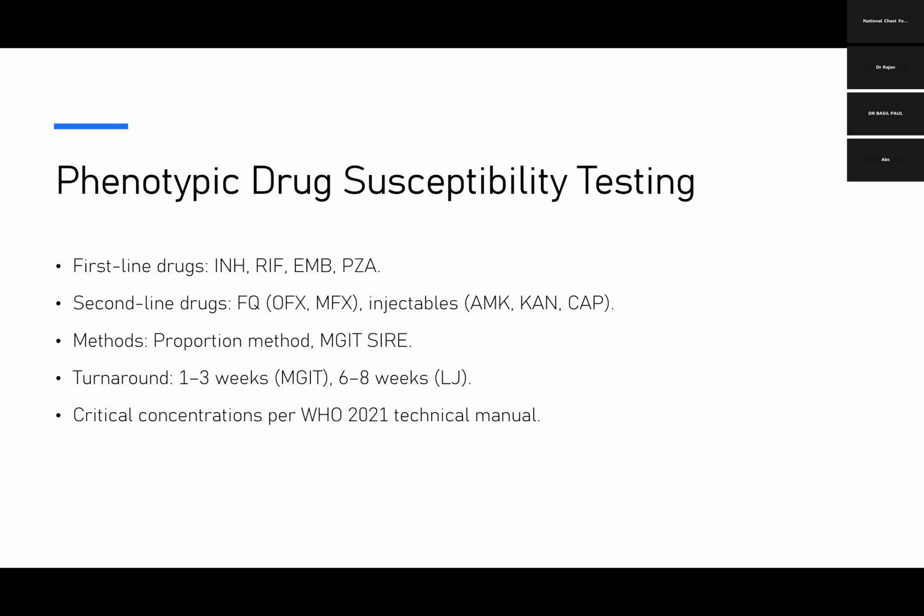Now you can even put phenotypic drug susceptibility testing on this MGIT tube. It can detect the first line drugs. It can detect the second line drugs also, and injectables also. The method used is called the proportion method, and it takes around 1 to 3 weeks for drug susceptibility testing. And you have to follow the guidelines; the WHO 2021 technical manual guidelines are available, which say how you decide whether this drug is susceptible or not.